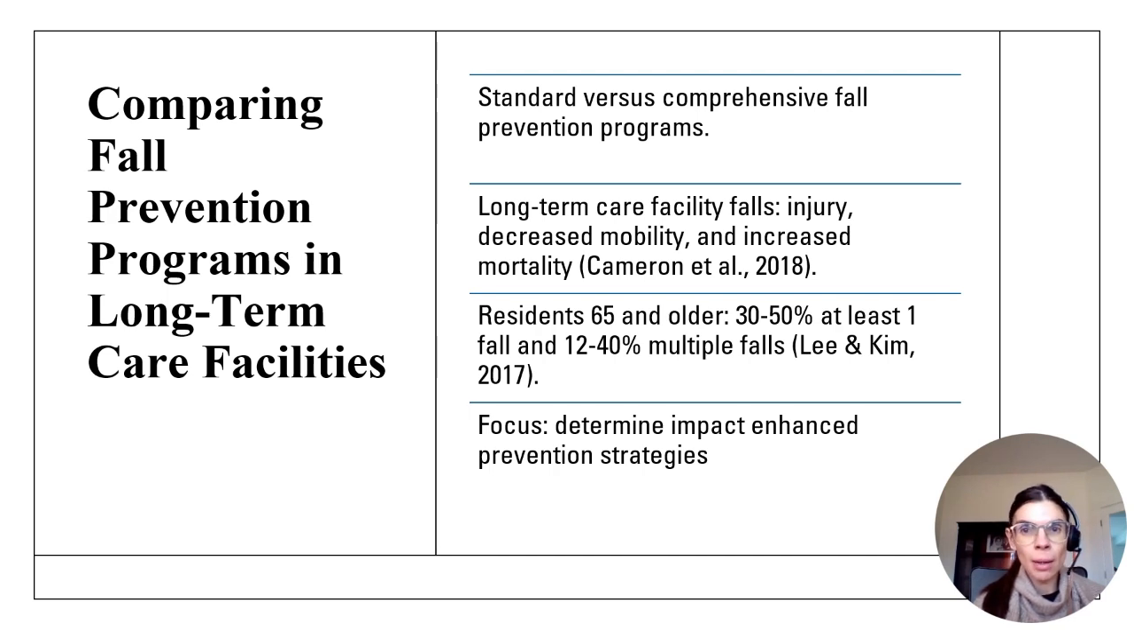The reason being, falls among older adults in long-term care facilities represent a significant health concern, often leading to serious injuries, decreased mobility, and increased mortality in older adults. In residents 65 and older, 30 to 50% experience at least one fall in a long term care facility, and 12 to 40% experience multiple falls, according to a study by Lee and Kim in 2017. The focus of this project will be determining the impact of a comprehensive fall prevention program being implemented on residents in a long term care facility.